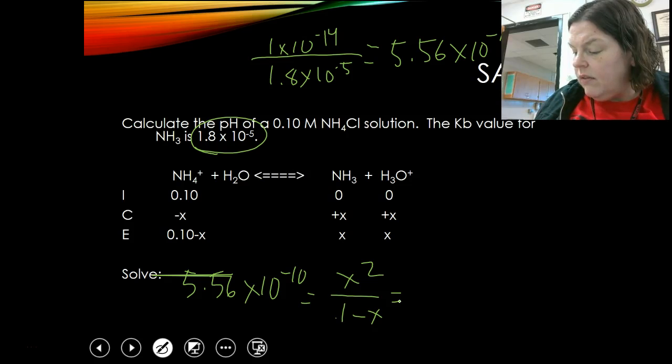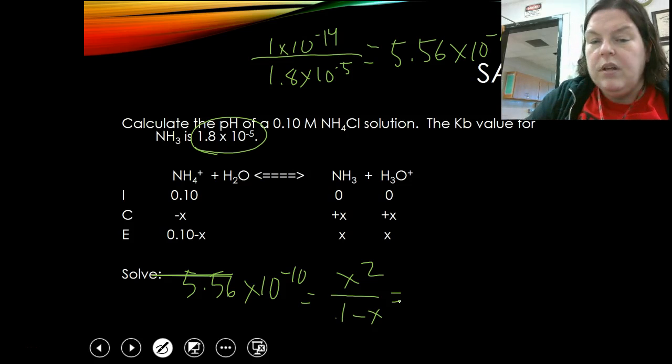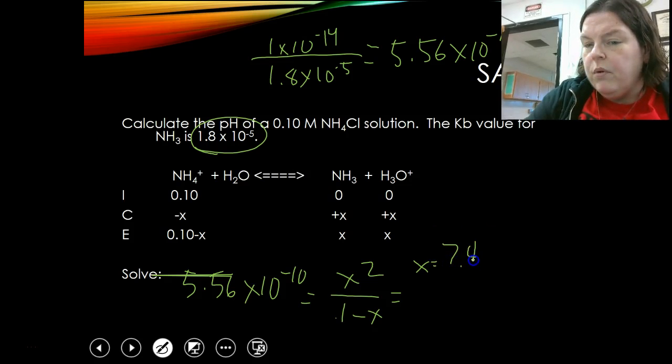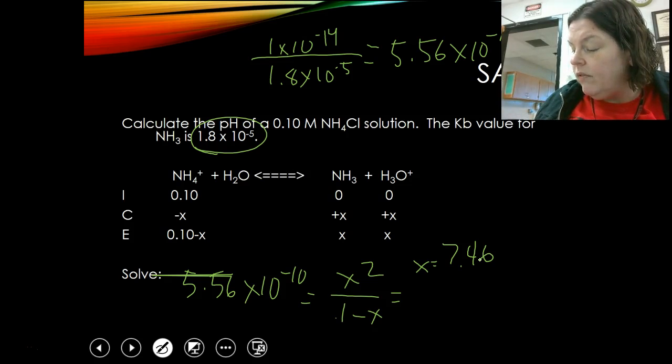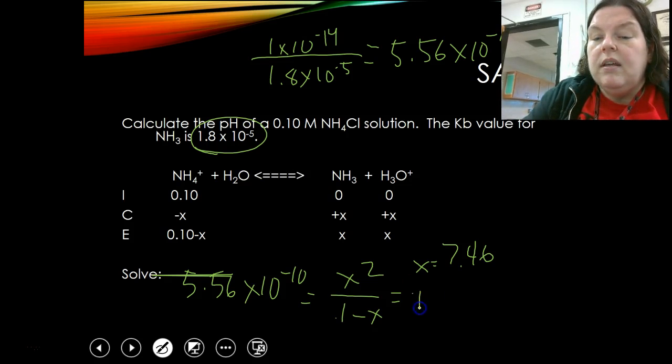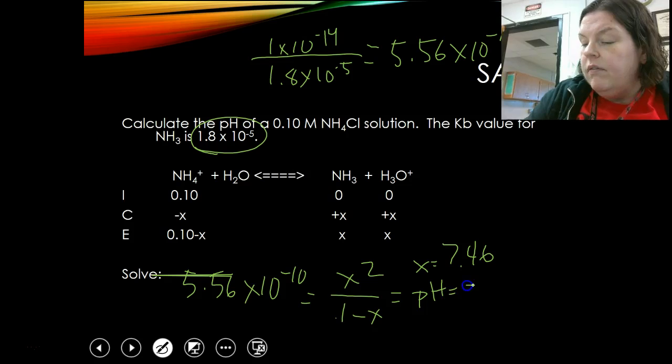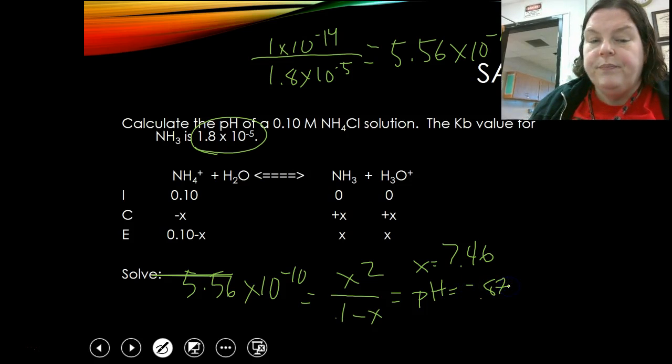Okay, and we're going to take the square root of that answer, and we get X is equal to 7.46. So that would be the OH value, or no, the H value. That would be the H value, right? Because we're talking about a conjugate acid. So you take the negative log of 7.46, and you get a pH value of negative 0.87.